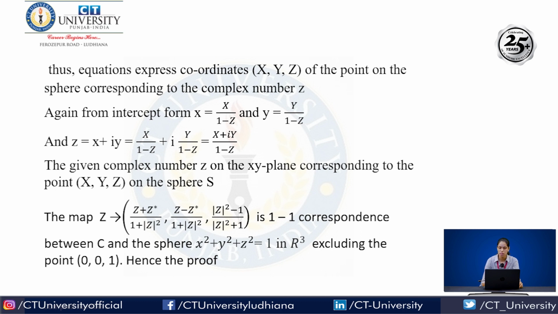Taking 1 minus z from the partial form into the combined form, that will become (x plus iota y) by (1 minus z). This is my complete complex number, but the given complex number z on the xy plane corresponds to the sphere coordinates, that is x, y and z. So this is the theorem of the stereographic projection. I think you will understand it very easily. So this is my stereographic theorem.